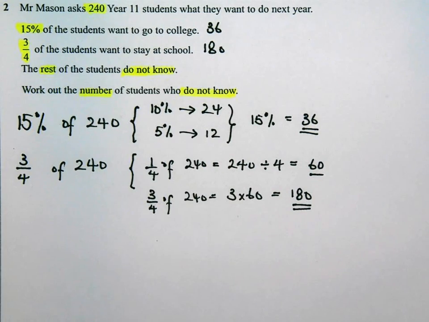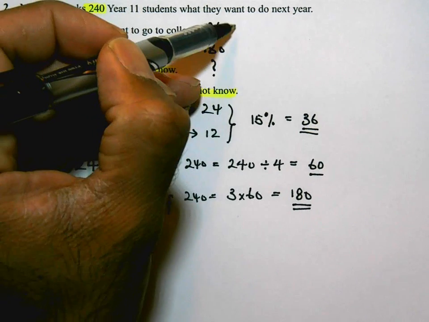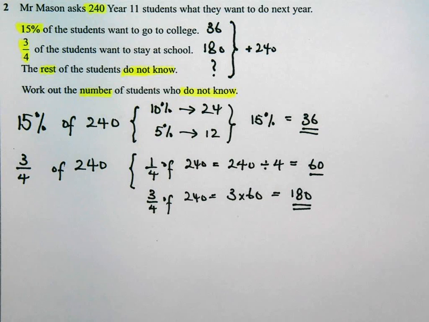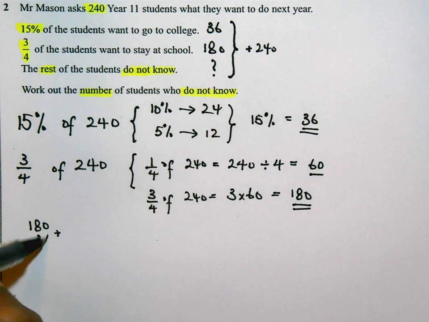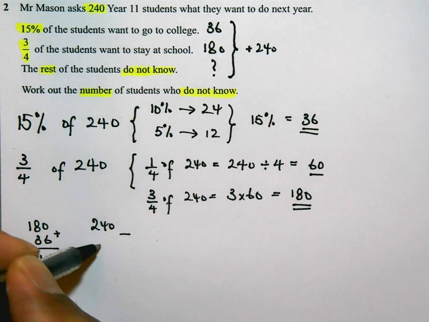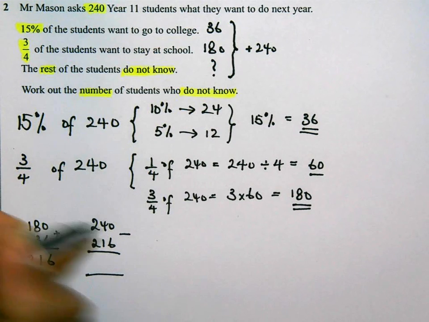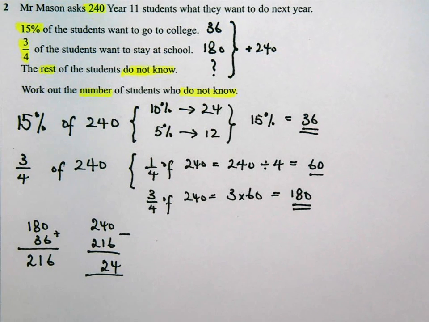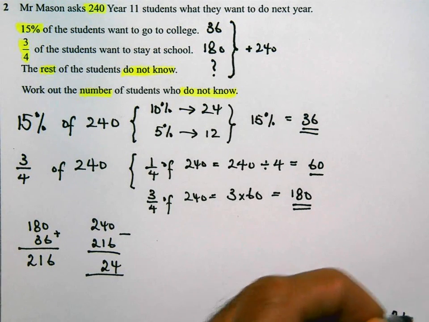So we want to work out the rest, how many don't know. And remember, all 3 of these add up to 240. So what I'm going to do is work out 180 plus 36, which is what? 6. 8 and 3 is 11. Carry 1. 216. So 240 take away 216 is going to be what? 24. So my answer to this question, which I'll write in the answer space below, is 24.